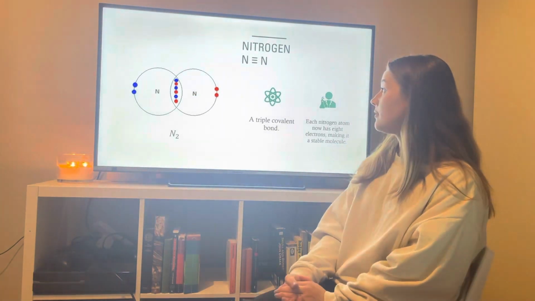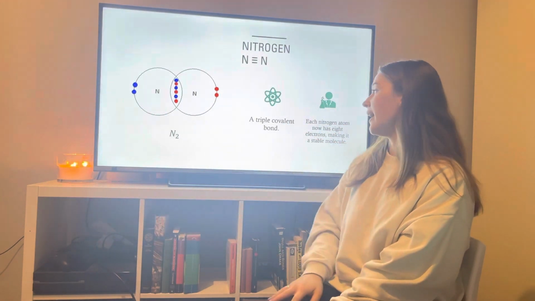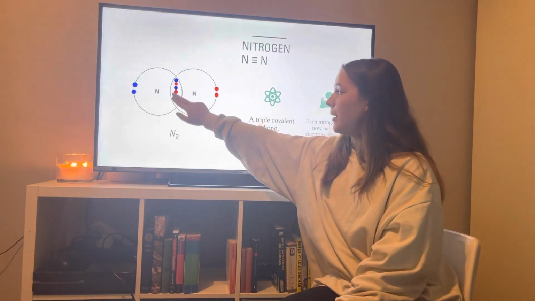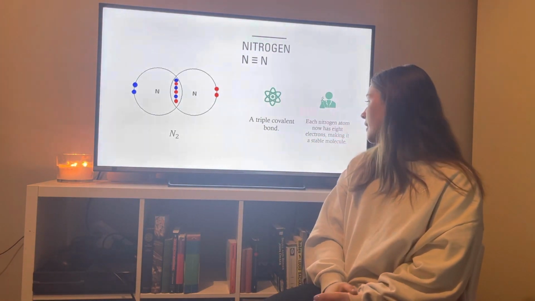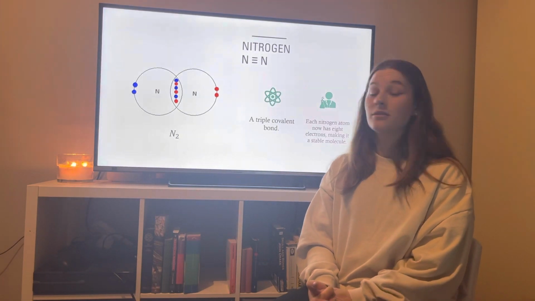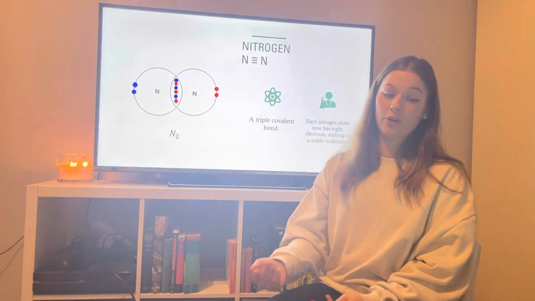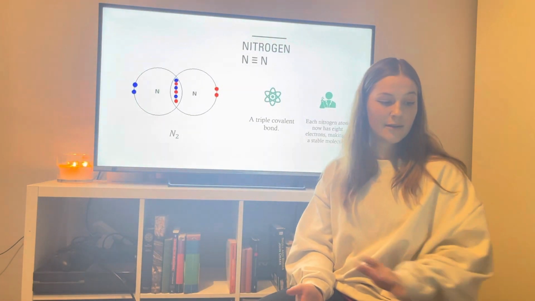Here we have nitrogen. This is a triple covalent bond as shown by that sign there. And we have 3 pairs of electrons shared between both the nitrogen atoms. And both of the nitrogen atoms now have 8 electrons each, making it stable, whereas before it had 5 electrons rather than 8, making it unstable.